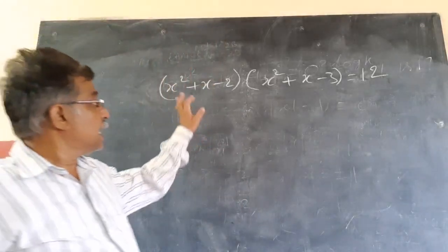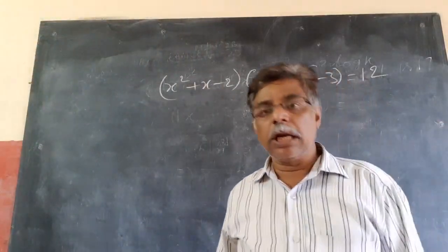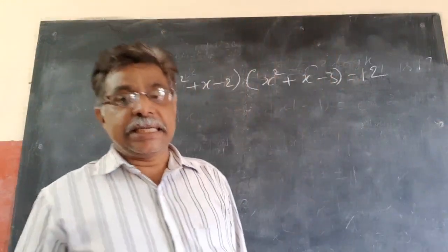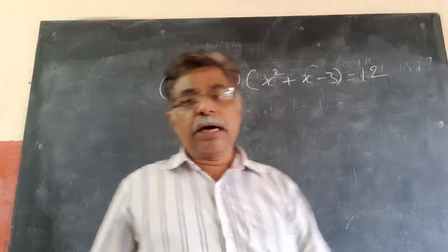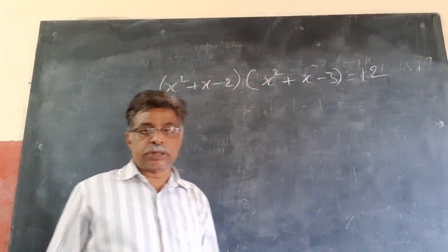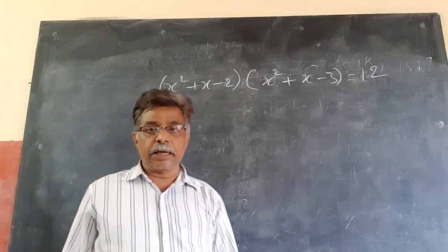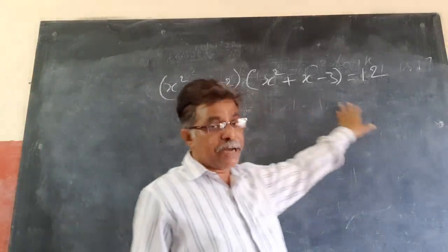Now, (x square plus x minus 2) into (x square plus x minus 3) equal to 12. Find the sum of non-real roots of this equation. First of all, if you multiply it becomes biquadratic.